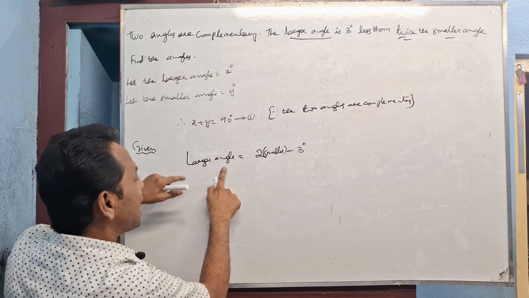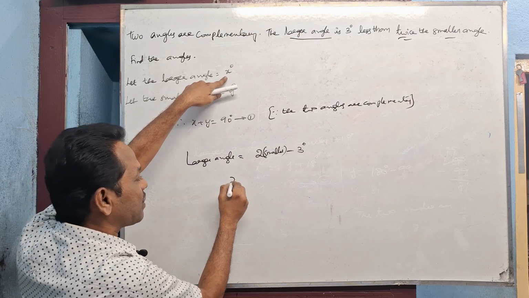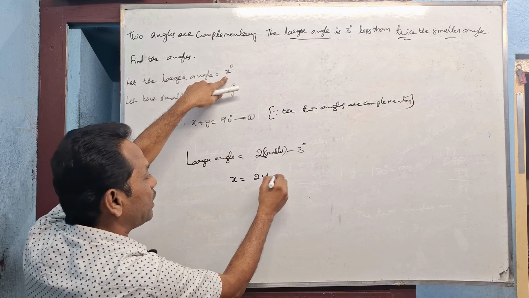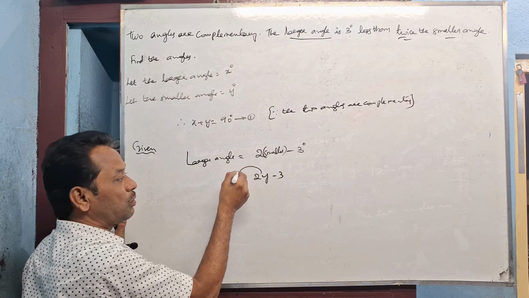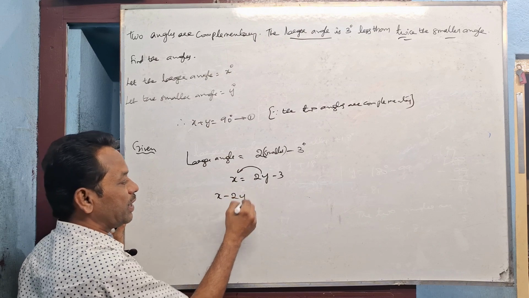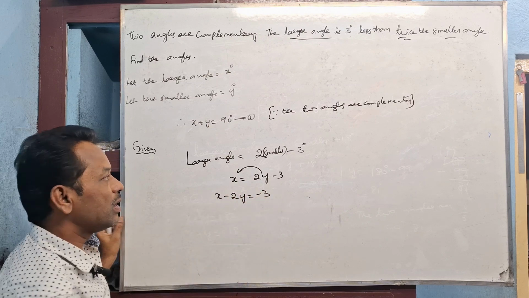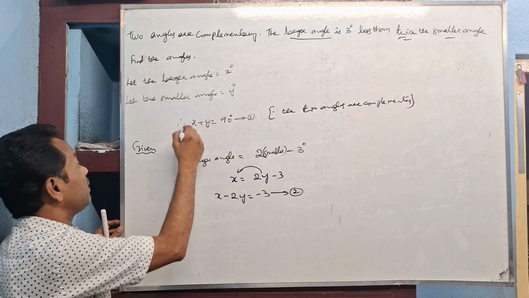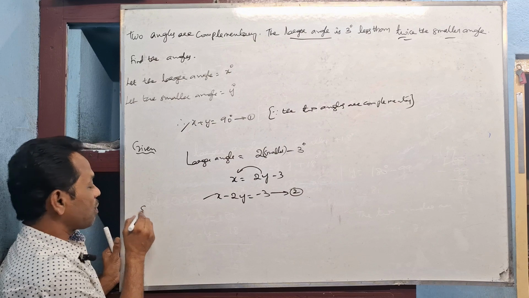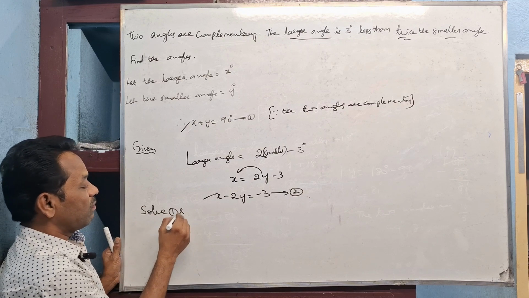So we know that the larger angle is x equal to 2 into y minus 3. Let me take 2y to this side: x minus 2y equal to minus 3. Let me take this as equation 2. So let us solve equation 1 and equation 2.